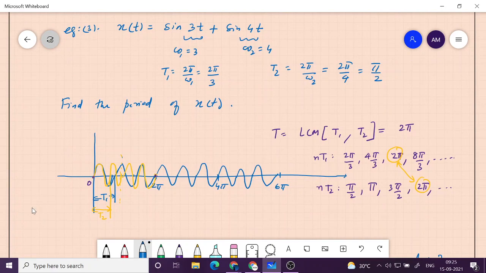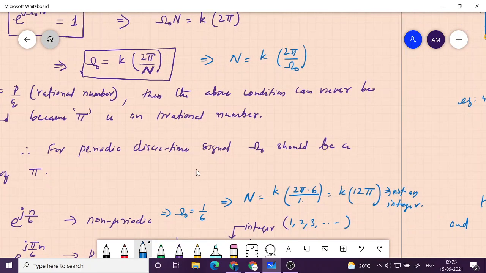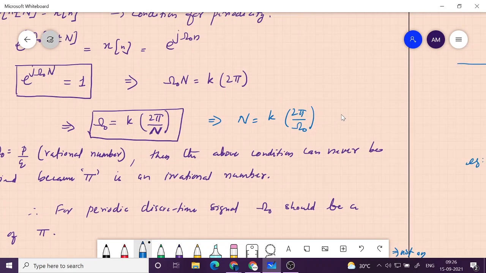And the discrete time case has an additional complication. The period can only be an integer. Capital N can only be an integer, because the shift can only be done by a discrete number of samples. Therefore it insists that your omega in the discrete time signal should be a rational multiple of pi, so that pi gets cancelled when you take 2 pi by omega naught, and for some value of k you can get an integer value for N.